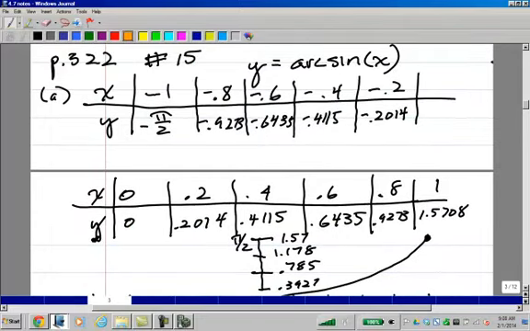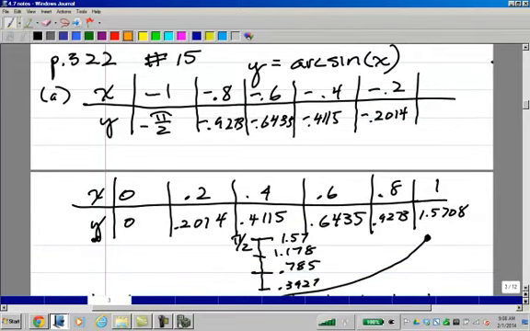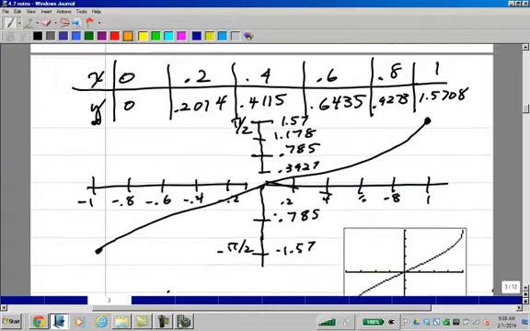And then I did page 322, number 15. And they wanted you to make a table. You obviously have to use your calculator to do this. From negative 1 to 1 and progressing by 0.2. You plot all the values from negative 1 to 1. And so that's the x values. That's the inputs. Okay? That's the domain.